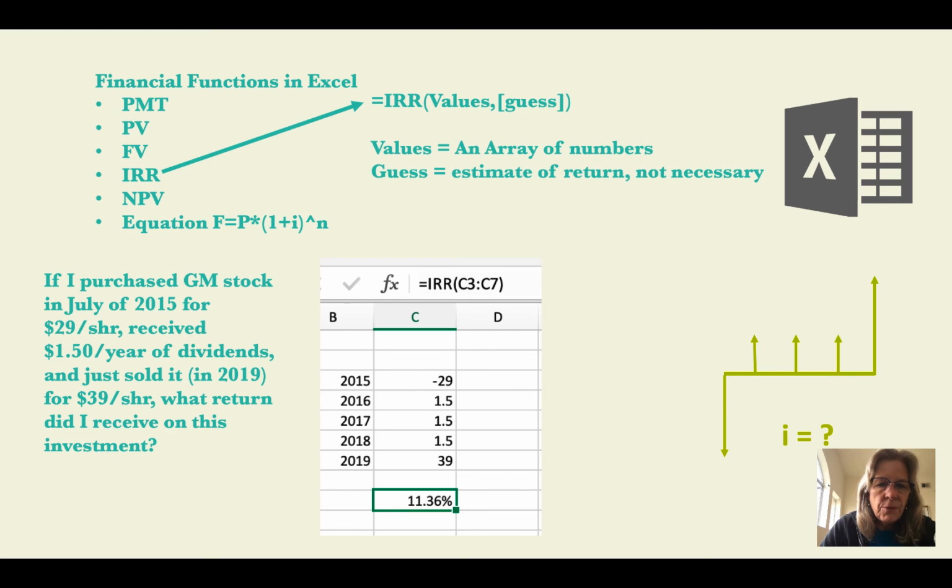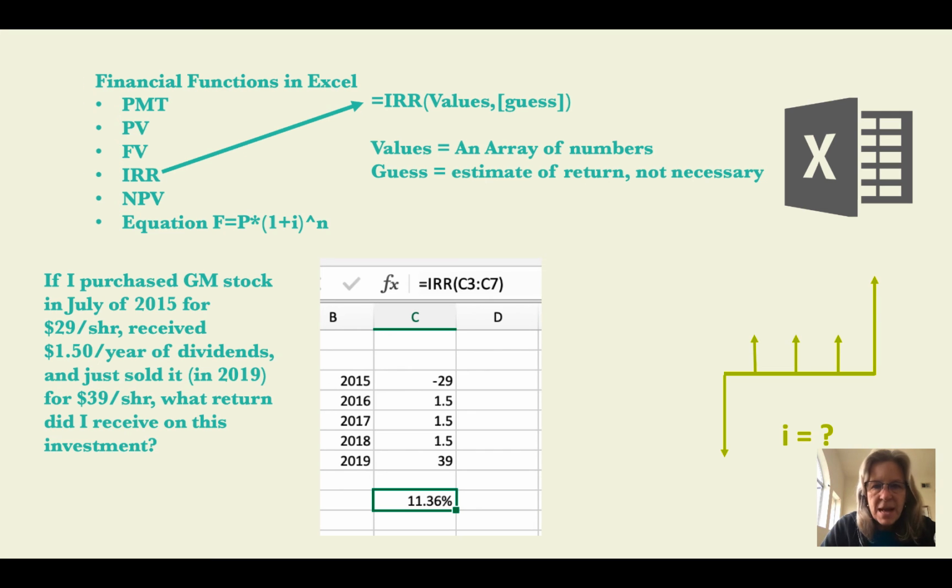And you can see I use the function IRR, and I put that range C3 through C7, and I got 11% return. So what this tells me is that I'm getting 11.36% on this investment. That's my rate of return on the investment.